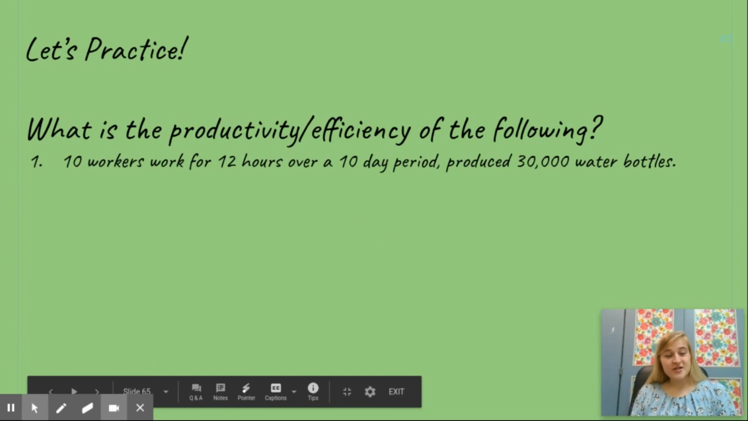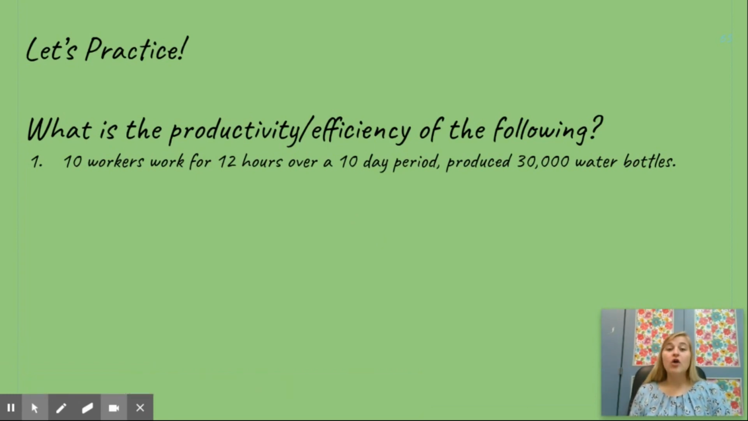10 workers work for 12 hours over a 10-day period, and they produce 30,000 water bottles. I know you're thinking, Miss Keller, you crazy. There's so many numbers in that. Why is it nothing like the last slide? Calm down. It's going to be okay. Okay? So 10 workers working for 12 hours over a 10-day period producing 30,000 water bottles.